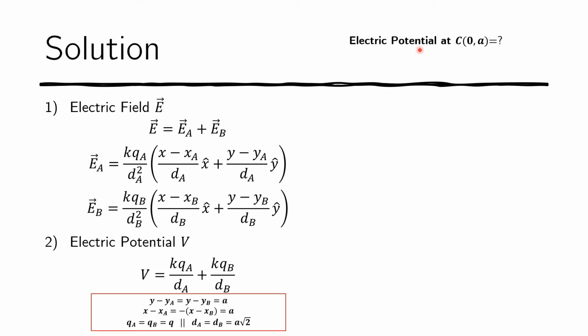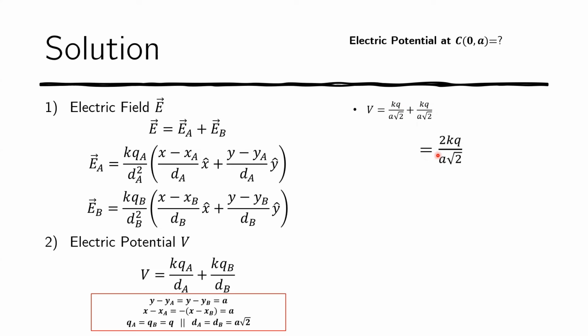Now let's look at the electric potential. This will be a little bit easier because we already know this relationship here, that the total potential is just the sum of the potential due to A and the potential due to B. And we know that they're the same, and the distances d sub A and d sub B, we also know that they're the same from here, and that they are just equal to the square root of 2. So we replace them with the square root of 2 here.